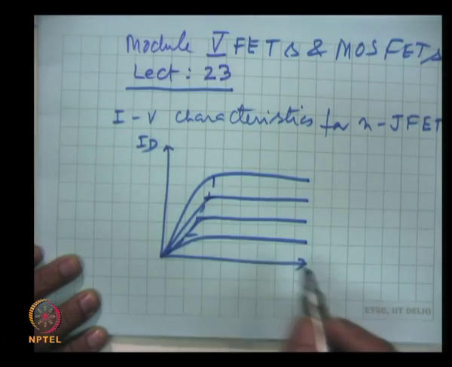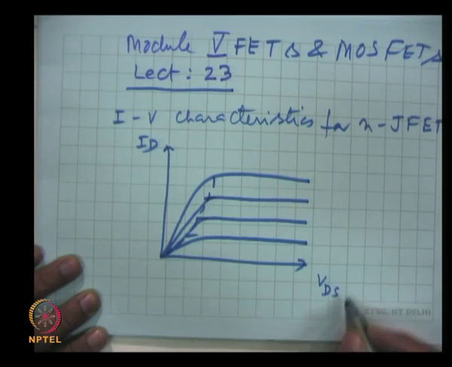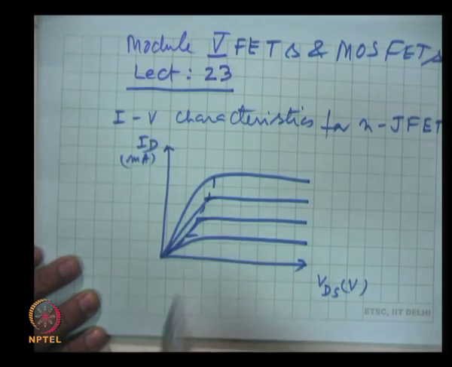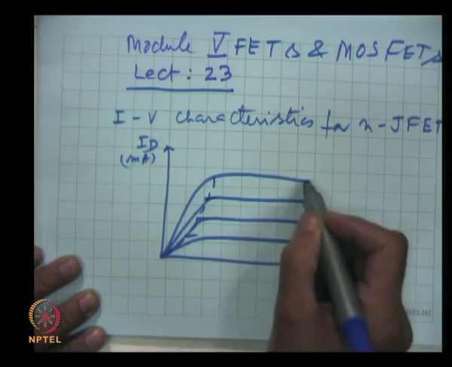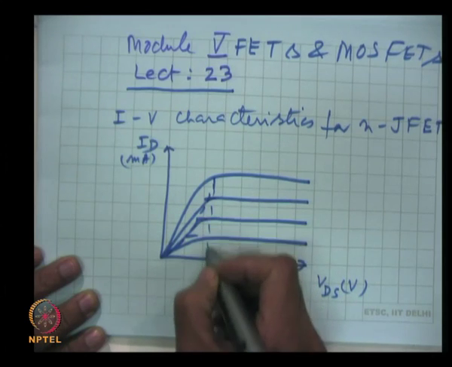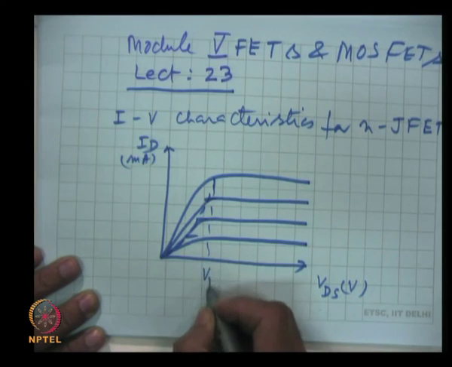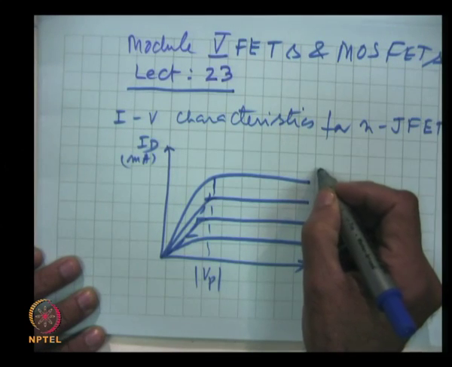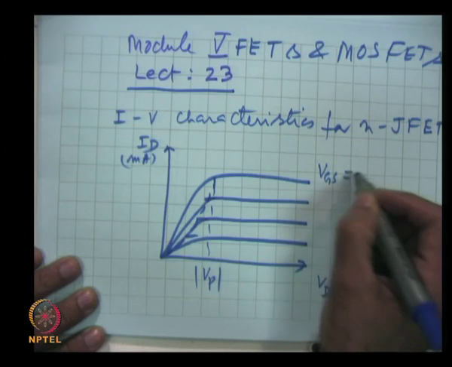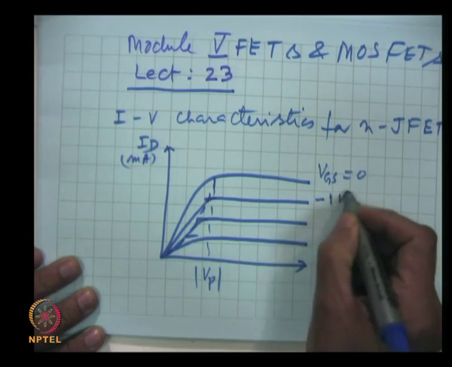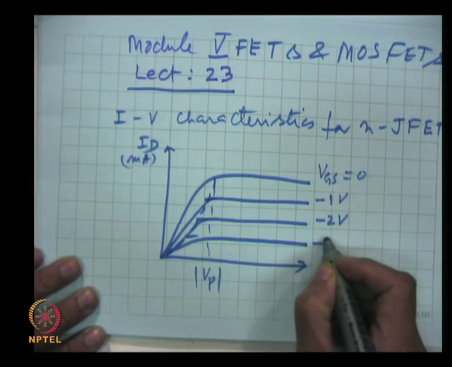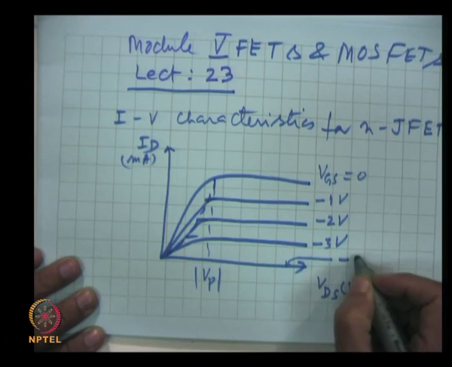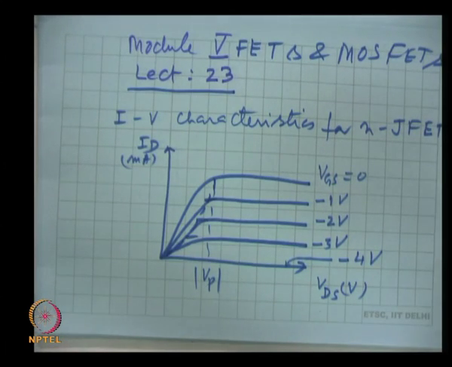This is drain current, normally in milliamperes, and this is VDS in volts, and these are the characteristics. This was Vp, the pinch off voltage, and these are the characteristics for VGS equal to 0. This is minus 1 volt, minus 2 volt, minus 3 volt, and here we will get, for example, the characteristics for minus 4 volts.